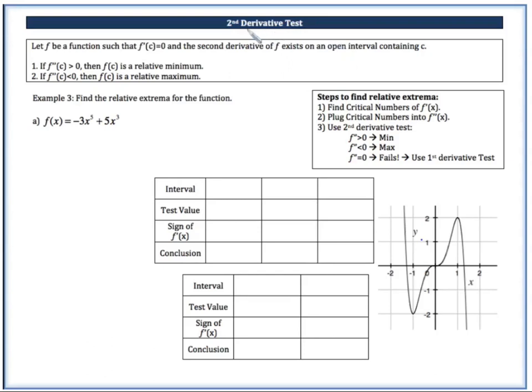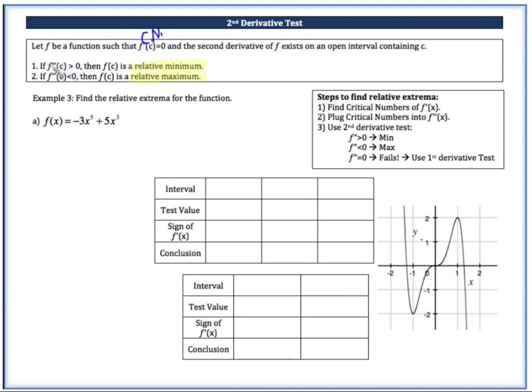Our next topic is going to involve something called the second derivative test. And what we're going to be doing is finding another way to determine if a point is a relative minimum or a relative maximum. What we're going to have is a function where f prime of c equals 0. And we'll recall that that is where our critical numbers happen. And the second derivative of f exists on an open interval containing c.